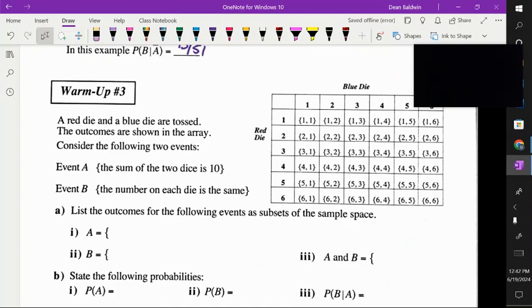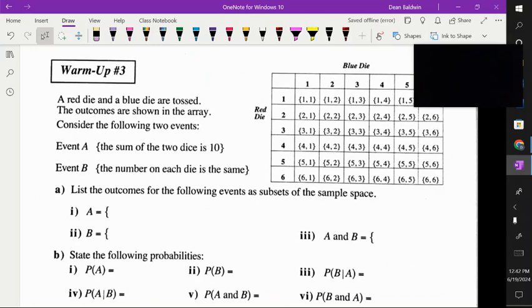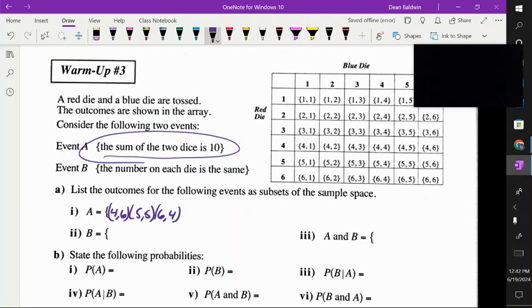Okay. We do our dice thing again. You roll them. There's all the combinations. Event A is the sum of the two dice is 10. What are the combinations that will add up to 10 by rolling the dice? 4, 6, 5, 5, and 6, 4. Event B, the number on each die is the same.